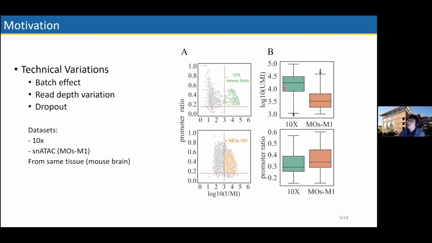On the right, we show the bar plots of the UMI and the promoter ratios for the two platforms. From the figures, we can see a clear batch effect first. The read depths from different sequencing platforms are of different magnitudes, and this is plotted on log10 scale. Promoter ratios are different as well. We can also see great read depth variation even within the same sample. Read depth can vary dramatically, so it's a lot more serious than the usual single-cell RNA-seq case. And for single-cell ATAC-seq, we also have stochastic dropout, similar to the single-cell RNA-seq case.